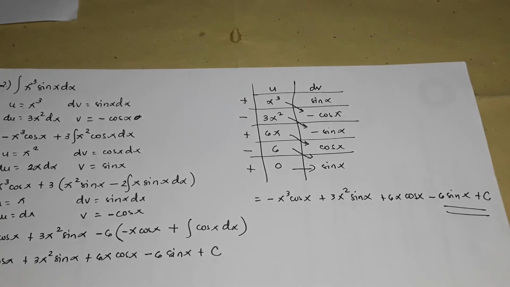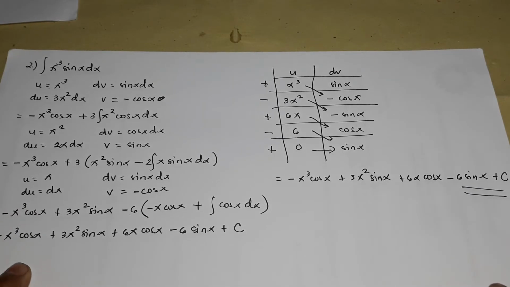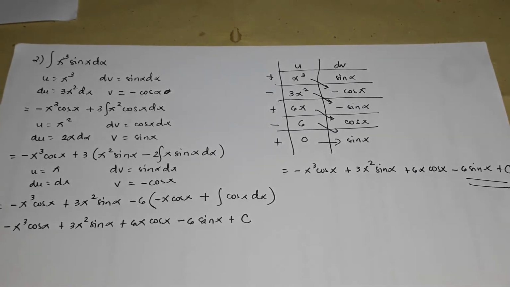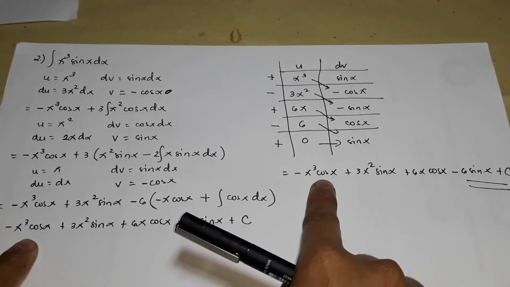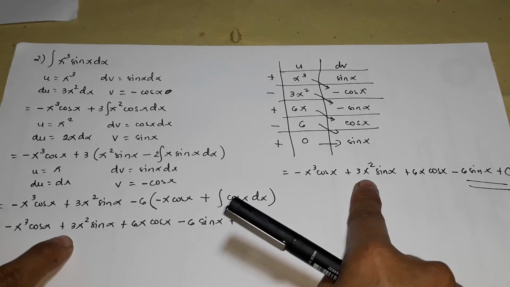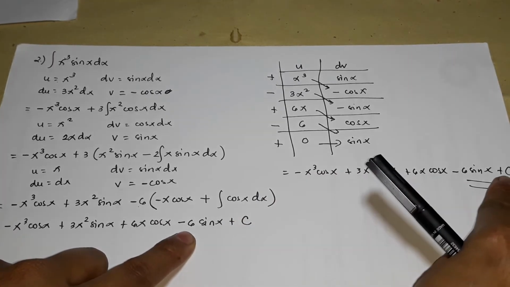So we try to compare. This is obtained by using the long method, and this one is obtained by using the tabular integration by parts procedure. So we have negative x cubed cosine x plus 3x squared sine x plus 6x cosine x minus 6 sine x plus c, of course. Okay, let's have another one.